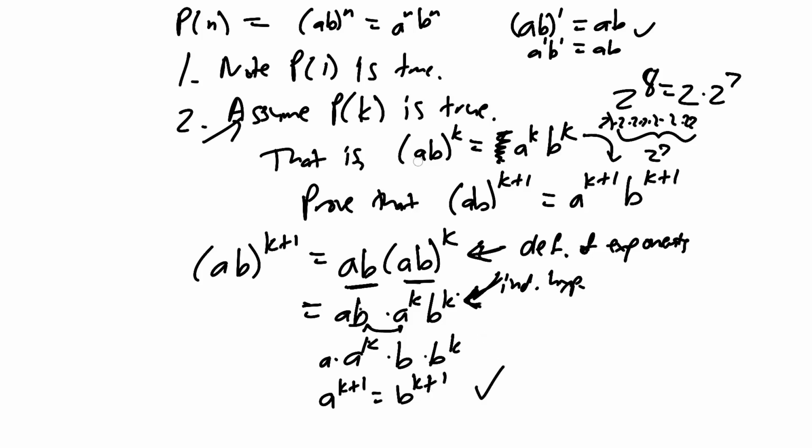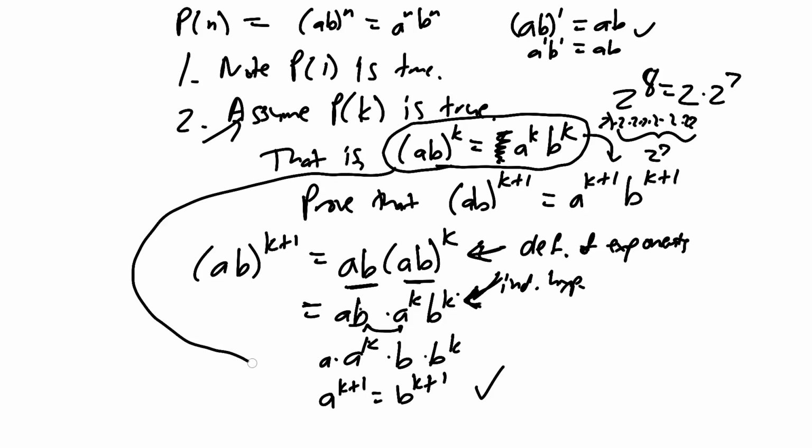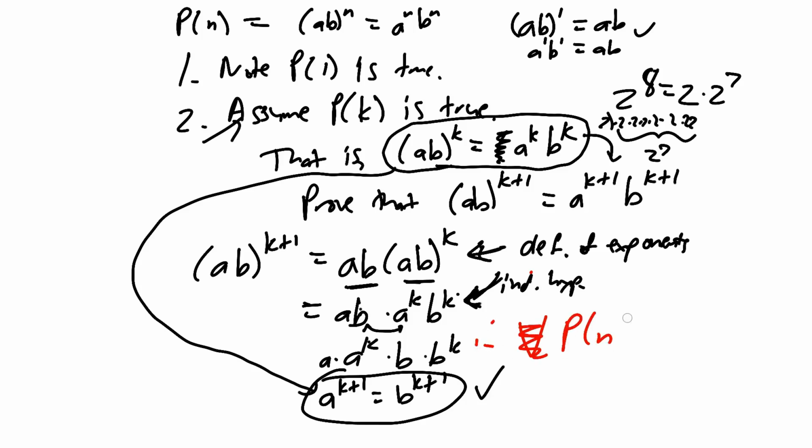So, yay, if we assume that ab to the k is equal to a to the k, b to the k, then it does, in fact, rigorously, logically follow that ab to the k plus 1 equals a to the k plus 1 times b to the k plus 1. Therefore, for all n, p of n is true, and our property of exponents turns out to be true.